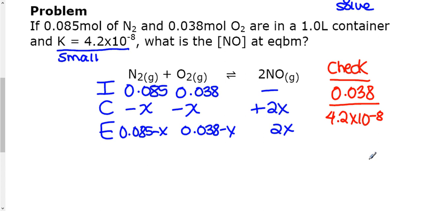After checking in your calculator, it's definitely greater than 100. It's a really, really, really big number. If you're good with numbers, you might have even noticed the difference in the values will definitely give you a value greater than 100. So what that means is we can use our approximation method.